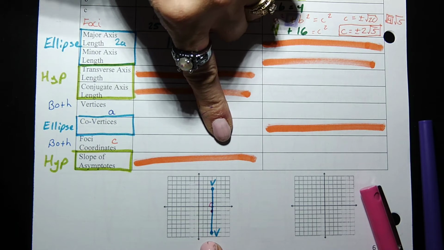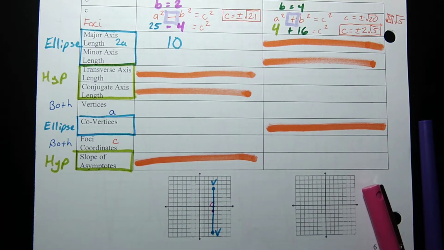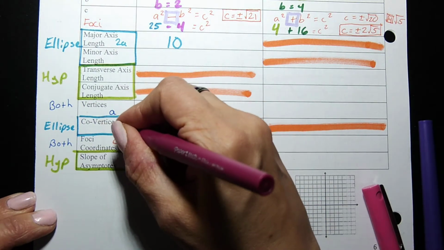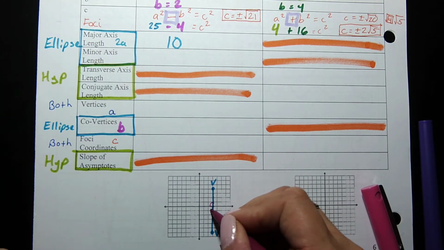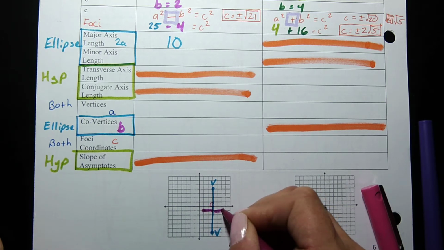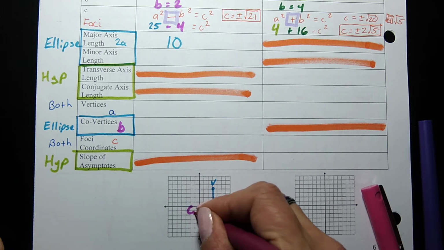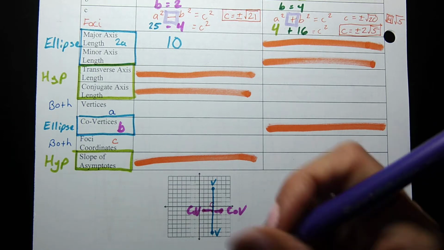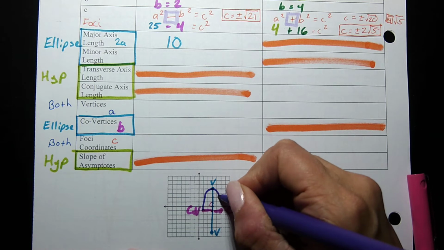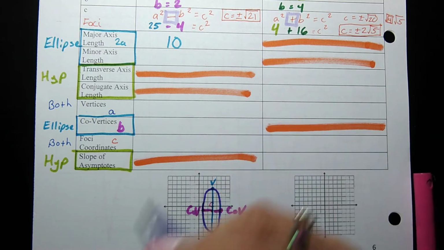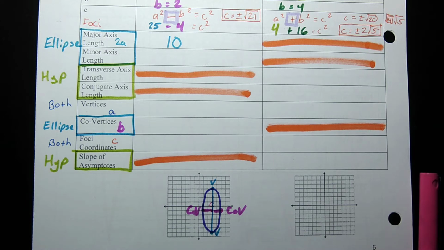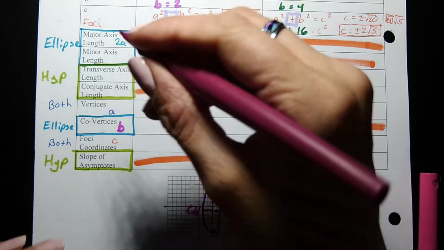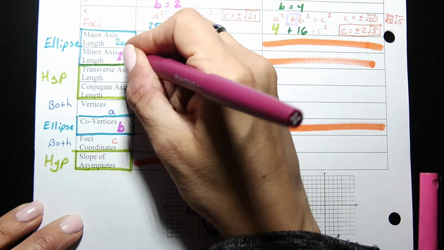So if my vertices were stacked this way, up and down, how are my covertices going to be stacked? This way, side to side. So for the covertices, I'm going to move B units from the center. So 2 units to the left, 2 units to the right. And that's what we need to draw the ellipse. And remember, we want it to look more like an egg and less like a football. Do your best. So our co-vertices are on the minor axis, which has a length of 2b, so 4.